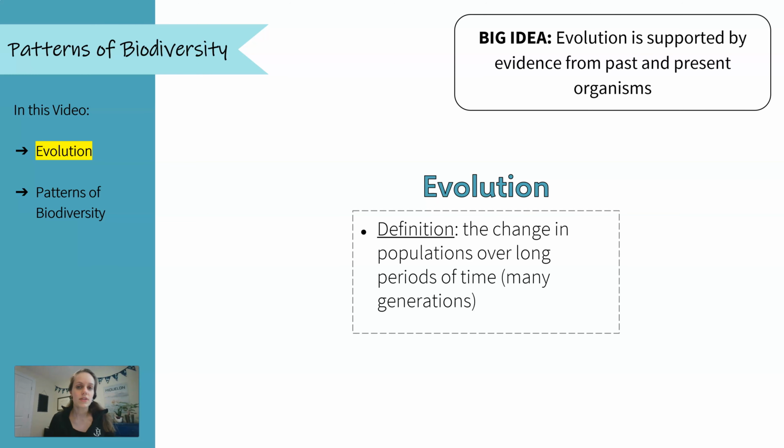So today we're going to talk about three patterns of biodiversity that are observed by scientists that help us understand how evolution happens.